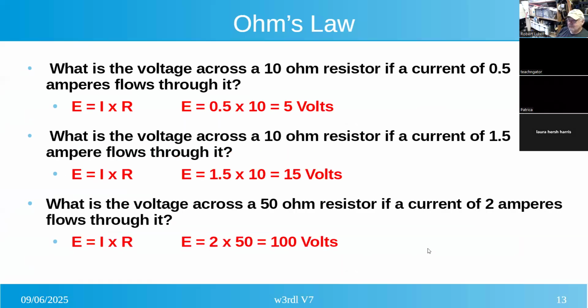Okay, so we'll do voltage now. If we've got a 10 ohm resistor and the current is half an ampere, what would be the voltage across that resistor? It's the basic Ohm's law formula, E is equal to I times R. We know the current of half an amp, and we know the resistance, it's 10 ohms. So if you multiply it out, you get half a volt.